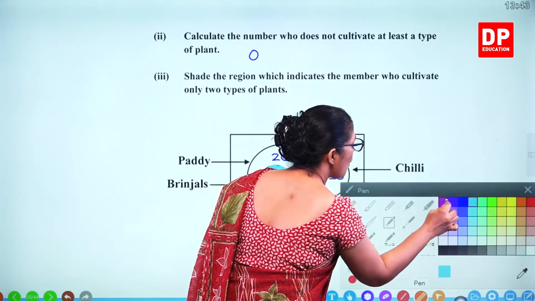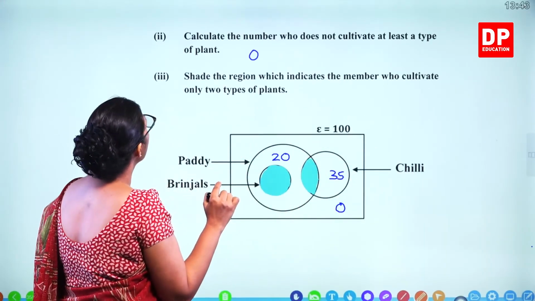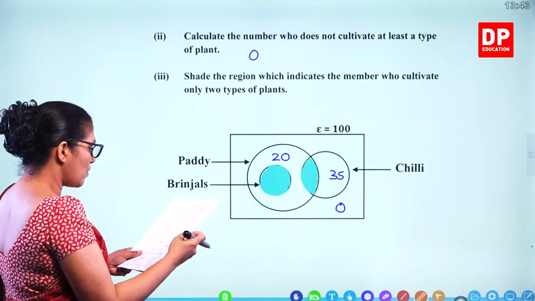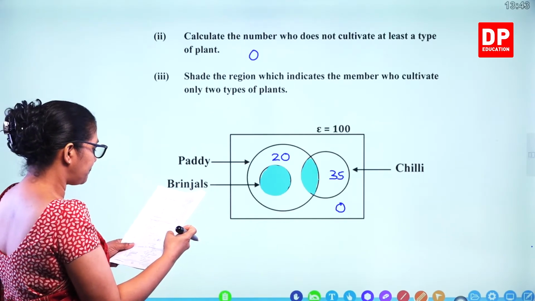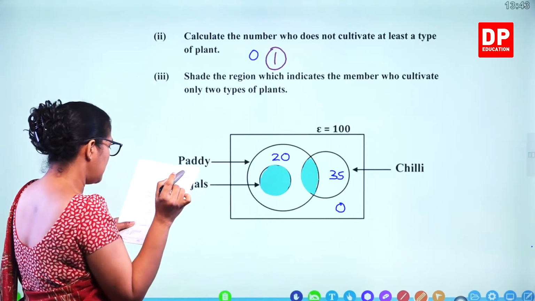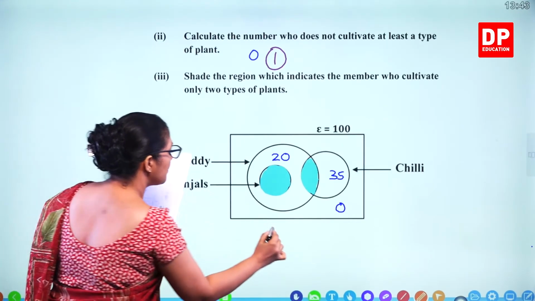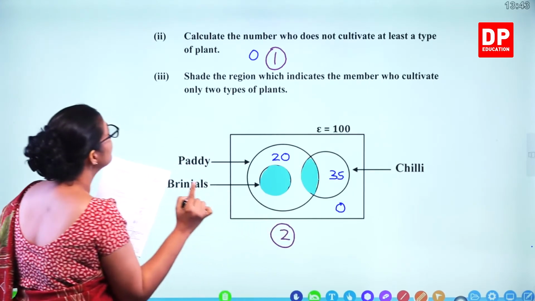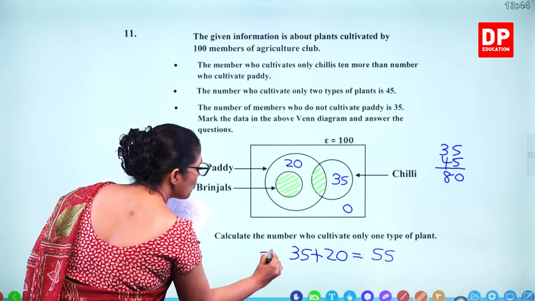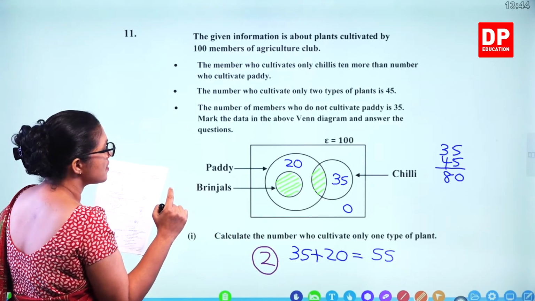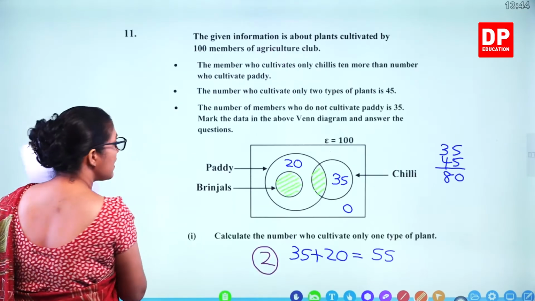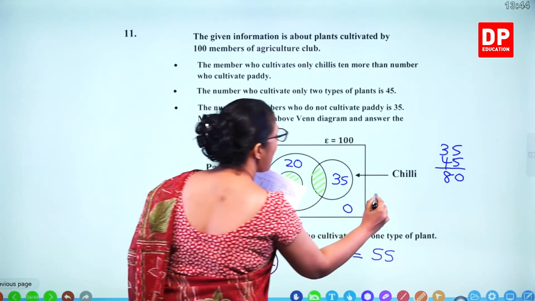So how many marks for each part? So we'll look at the marking scheme and see. So 0 here, 1 mark, and shading, you get 2 marks. Two marks here and 5 marks. So 2, 2, 1, 5 marks, and here 5 marks for this diagram.